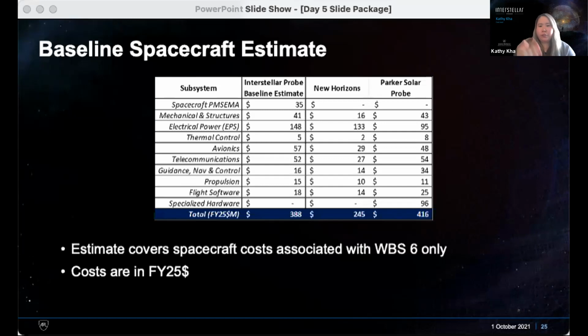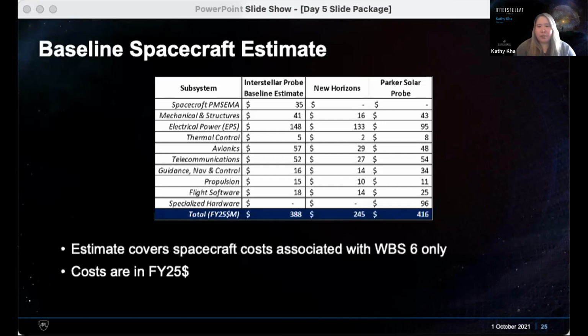And if you go through the different subsystems, we'll see what those costs are too. The RTGs are carried in the EPS system, so that's why that number is so high.